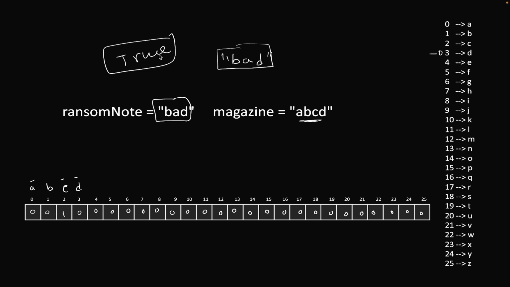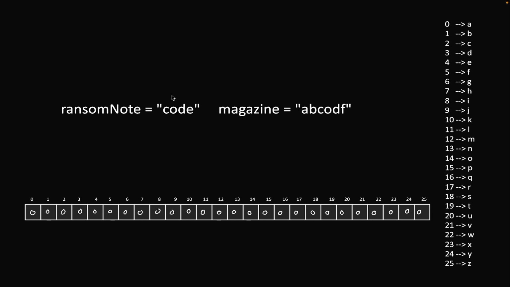Let's take one more example for better understanding. For example, we have ransom equals code and magazine equals this string. We have here the mapping: a maps to 0, b maps to 1, and so on. Here is our frequency array. Now let's iterate over our magazine string. First we have a. The appearance of a is 1 up until this point in this string.